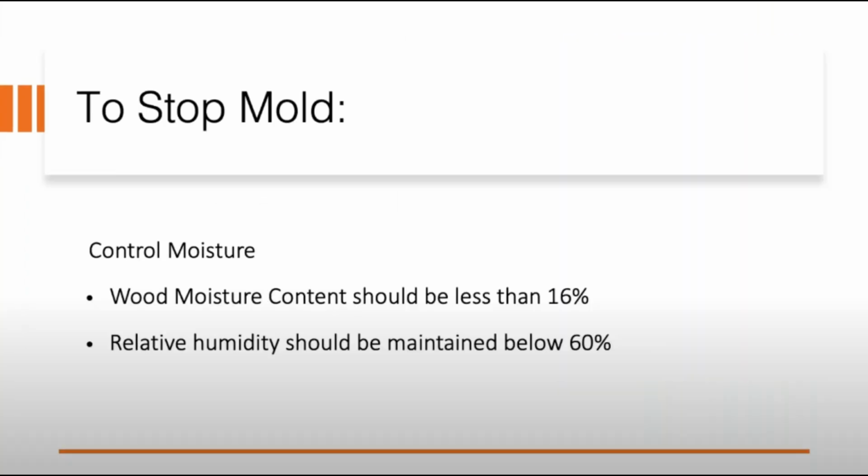To stop mold or microbial growth, you have to control moisture and the moisture content in wood. The wood moisture content should be less than 16%, and the relative humidity throughout the space should be maintained below 60%. With uncontrolled relative humidity, wood will swell. This is particularly a problem with the floor joists and subfloors in crawl space areas.